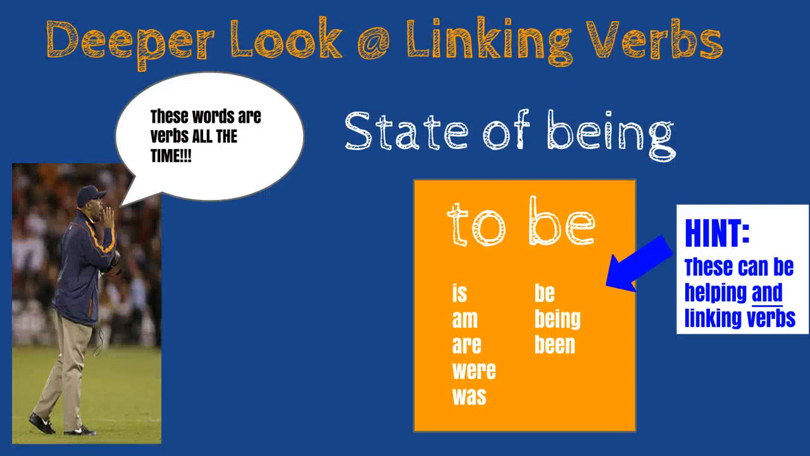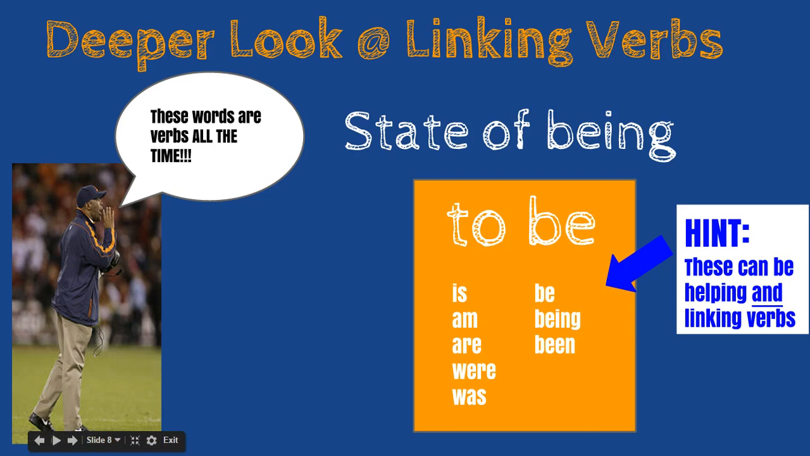All right, so let's take a deeper look at these linking verbs. I'm skipping action verbs because I think most of you have a good understanding of action verbs at this point from past years of schooling. But linking verbs, these words are state of being. They're always going to be a state of being. And the linking verbs are forms of the verb to be: is, am, are, were, was, be, being, been.